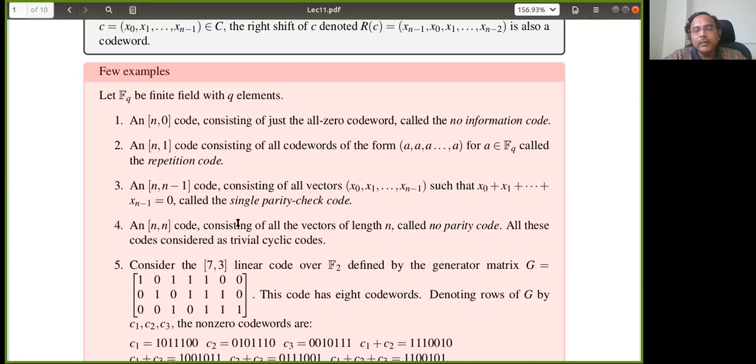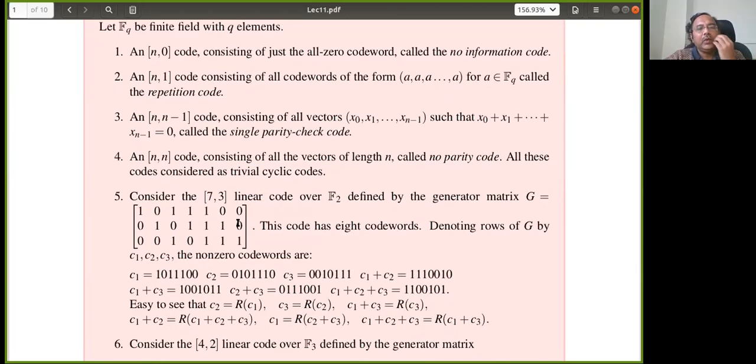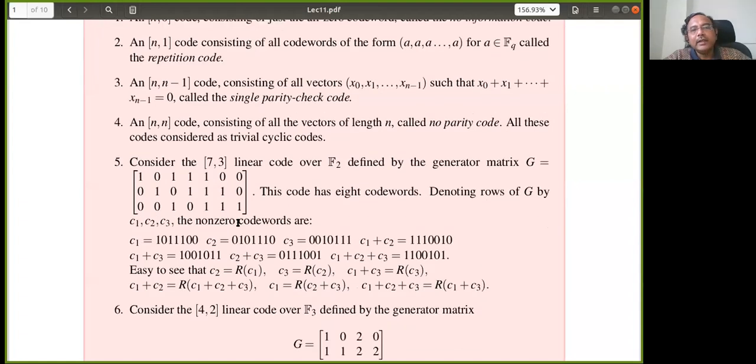So let us see more examples of cyclic codes. For example, the (7,3) linear code I gave here. It is not the Hamming code; the (7,4) is the Hamming code, don't worry about that. This code has 8 codewords. Why 8 codewords? You remember that? Why 8 codewords?